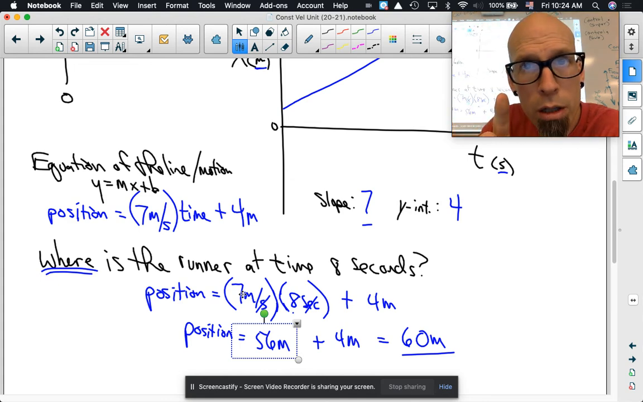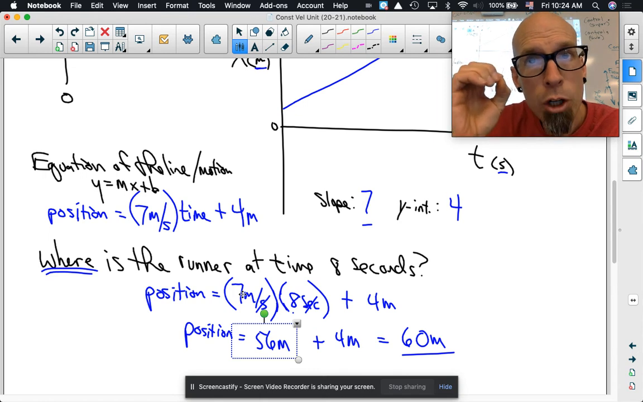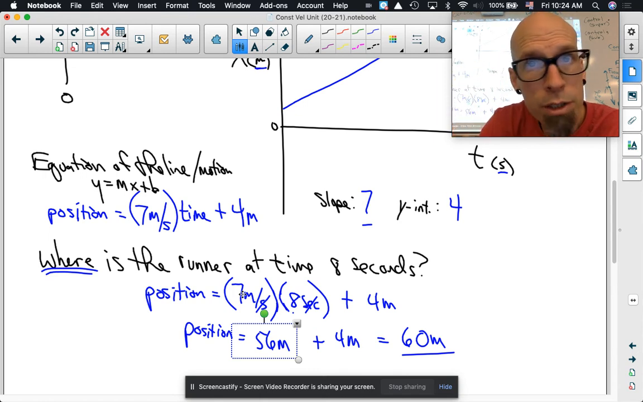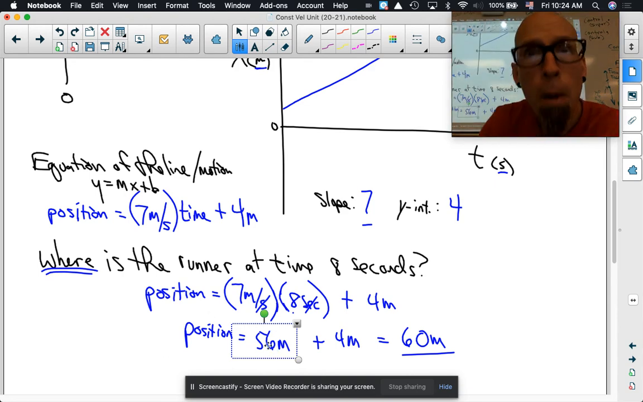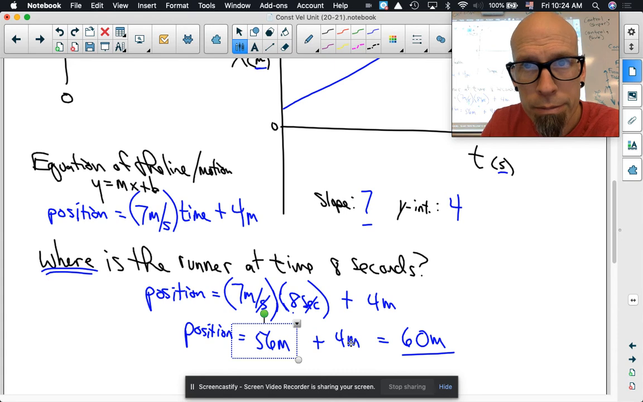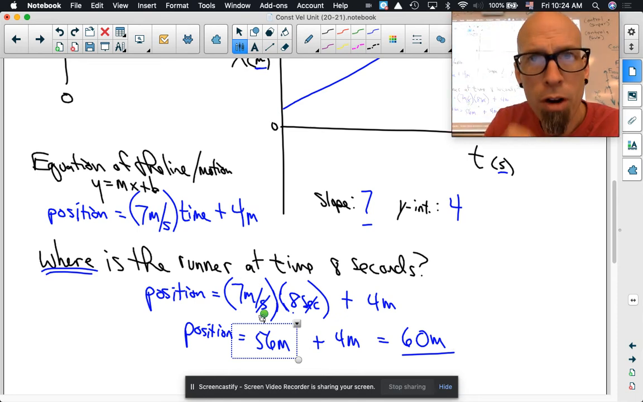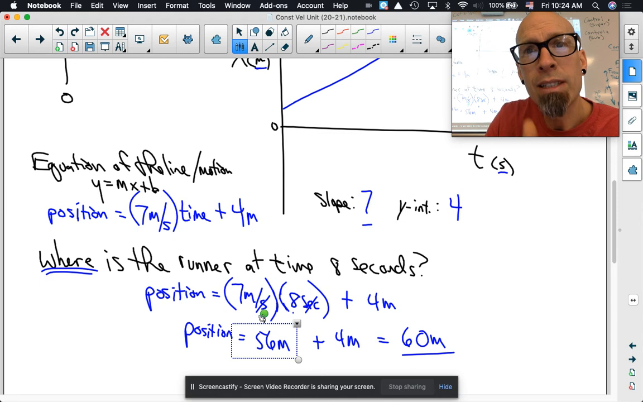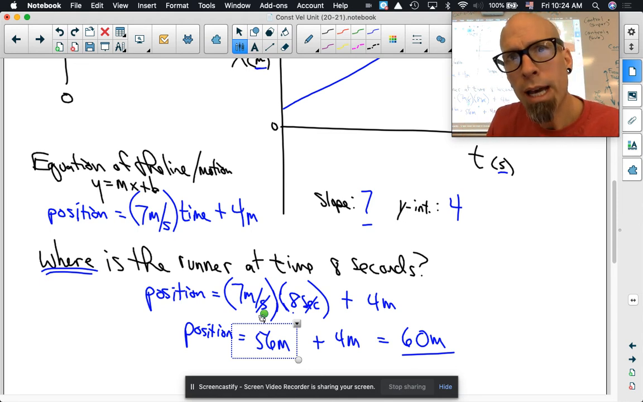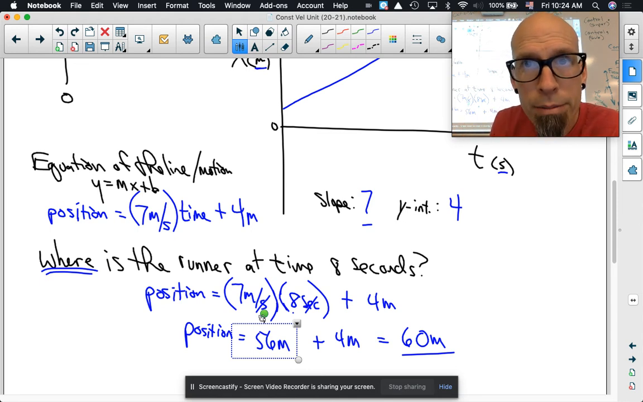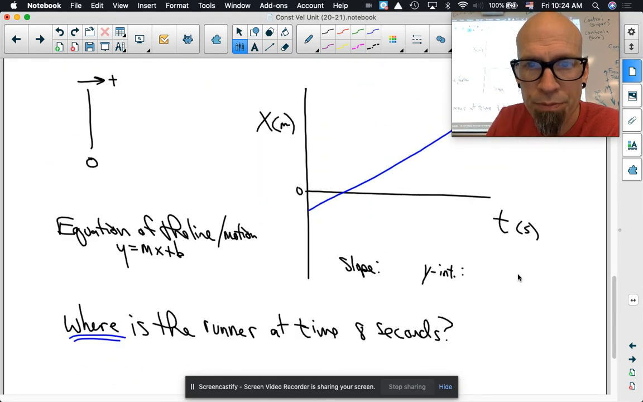But that's not where you are. That's only where you are if you started where? At 0 position. Did this person start at 0 position? No. So where they are is how far they went plus where they started. And that's how we get the 60 meters. I hope that's making sense. So the first part here is how far you went. If you know how far you're going every second and you know how many seconds you've been doing that, then you can find out how far you went. Plus where you started.